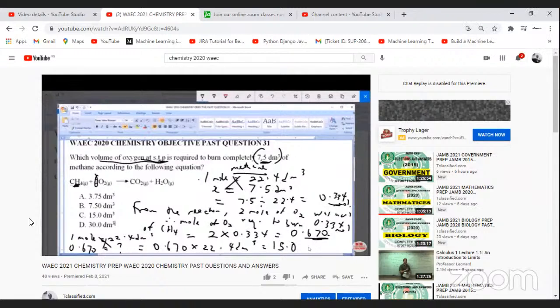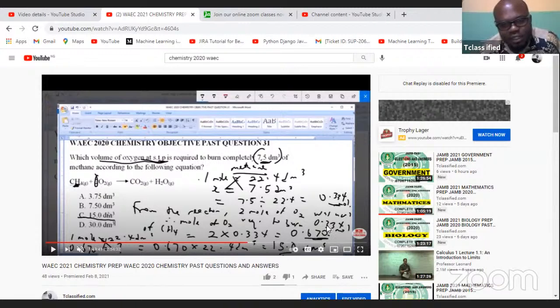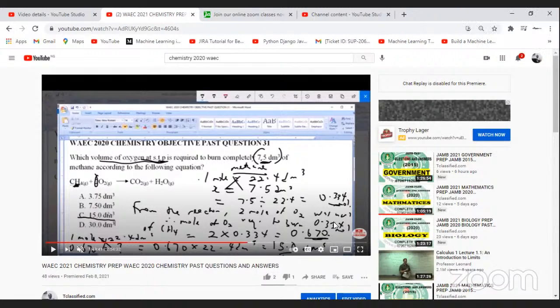But since the 0.67 is representing methane, why is it not just 1 mole? Like it will just be 0.334, since it's not oxygen it's representing. You mean this 0.33? Yes. Since it's for 0.33 methane, not now for oxygen.